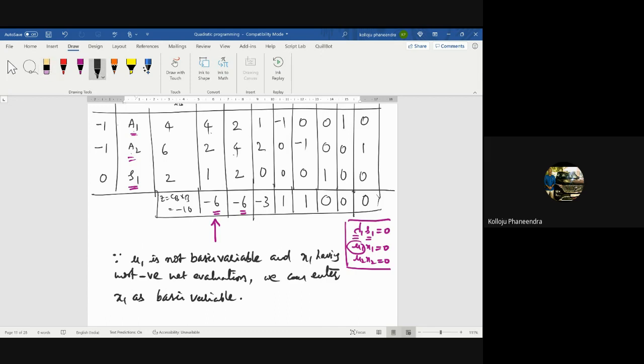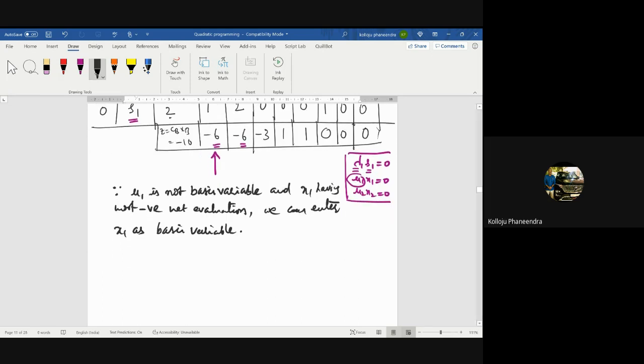Now when x1 is basic variable, using the minimum ratio principle, which one is leaving? Using the minimum ratio principle, 4 by 4 is 1, 6 by 2 is 3, okay, and 2 by 1 is 2. So which is minimum? This is the minimum. So a1 is leaving. Done. Now the next simplex table is what?